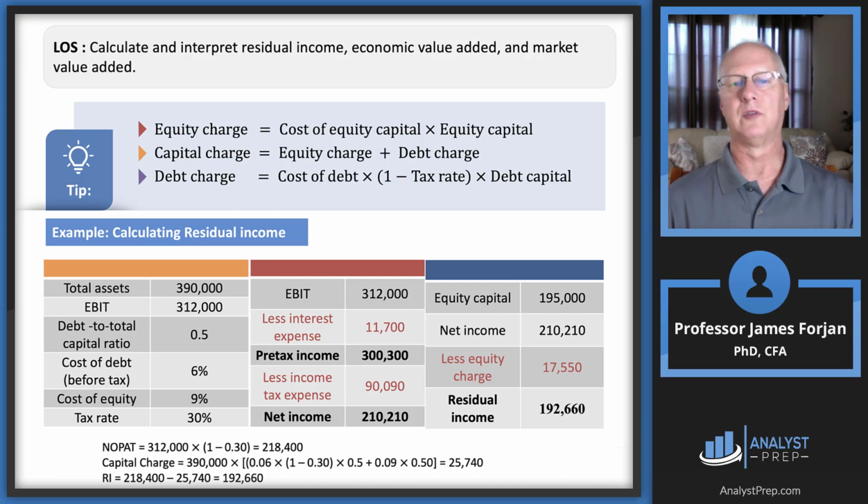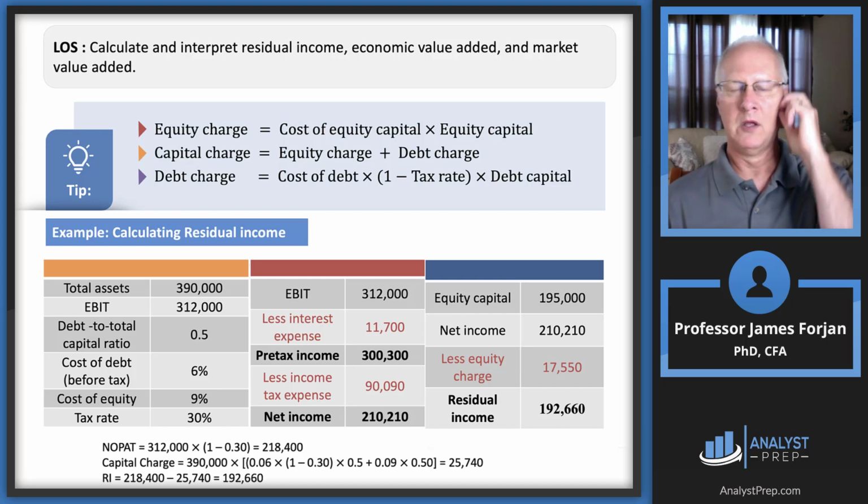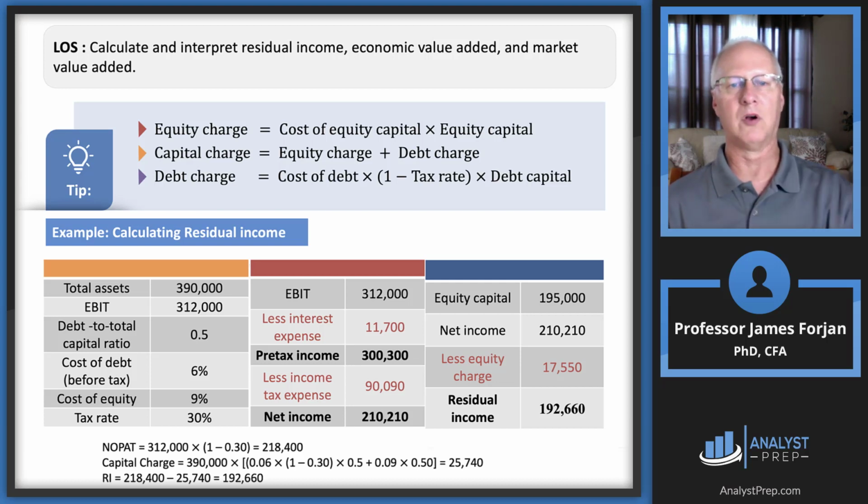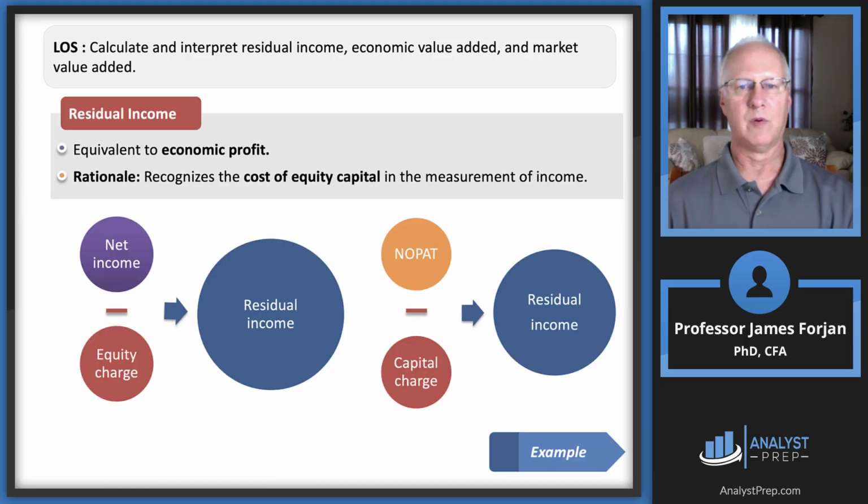Think of it as revenues minus explicit costs, which we've done in that middle column there, right? To get EBIT, we took revenues and then we subtracted out things like cost of goods sold and all that other stuff that goes in there. Then we took out interest, then we took out taxes. So we have net income minus the equity charge. So there's economic profit.